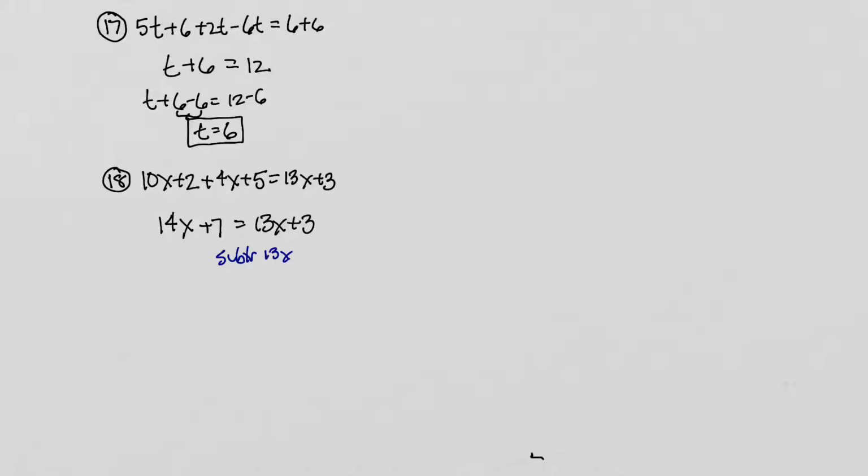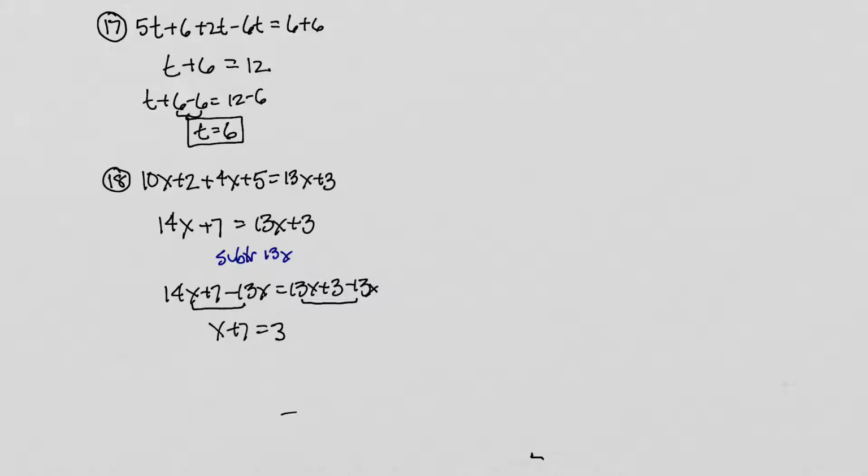Now, instead of writing it, I mean, we could. I'll write it this time. It's going to look like this. 14x plus 7 minus 13x equals 13x plus 3 minus 13x. Now, here's what we would get. 14x minus 13x, that's just one x, so just x plus 7 equals 13x minus 13x. Those x's are gone, and we're just left with a 0, which is 3.